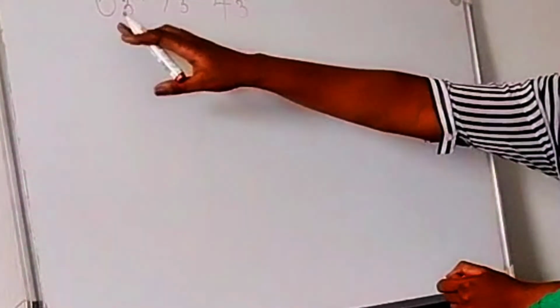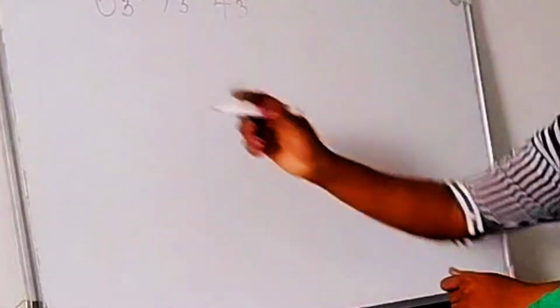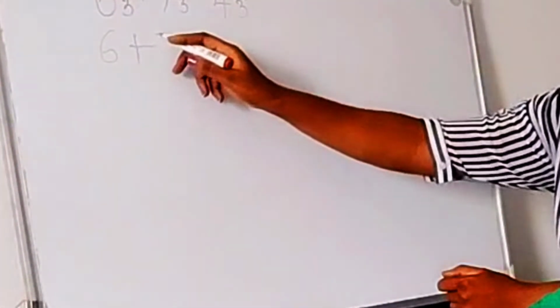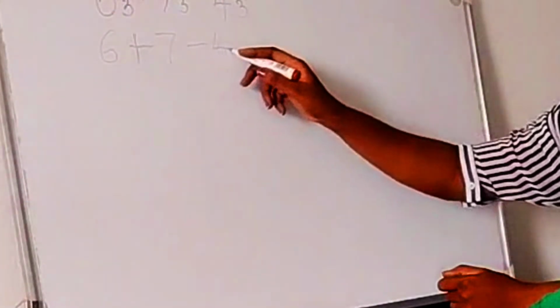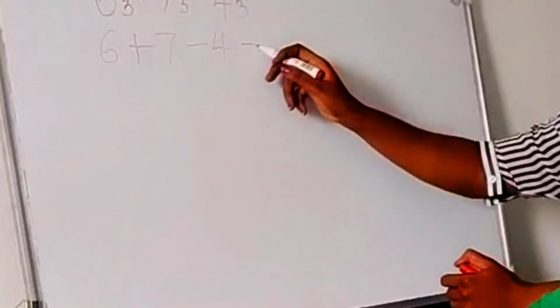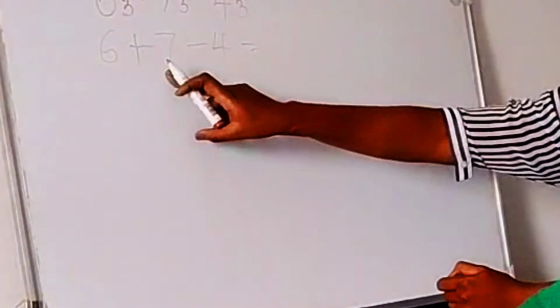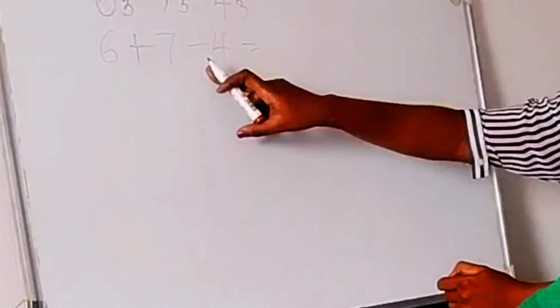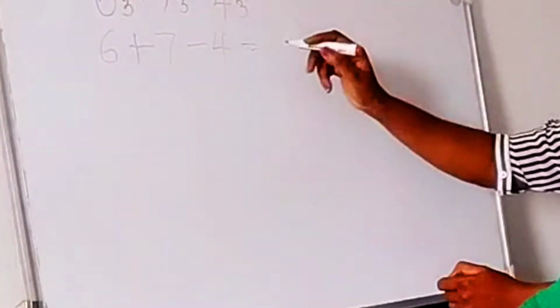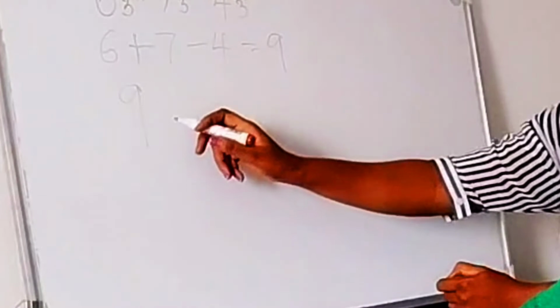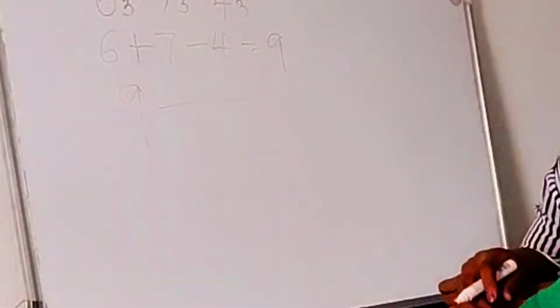Okay. So first of all, we'll tackle the whole numbers, right? So we'll have 6 plus 7 minus 4. 6 plus 7 gives you 13. Okay, 13 minus 4, 9. So we'll have 9 whole number, right? So we'll write 9 here beside them. We'll draw a long line.